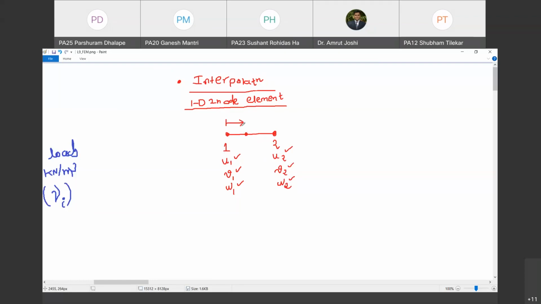So what I'm going to do is I'm going to choose its coordinate as X. As it is a 1D element, you are going to have only one coordinate to be monitored, and that coordinate is X. I'm considering the first node as origin. Are you with me? First node is treated as origin.